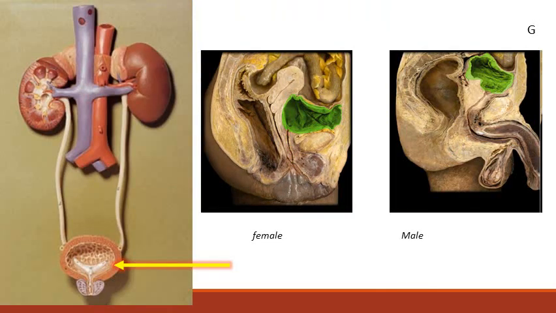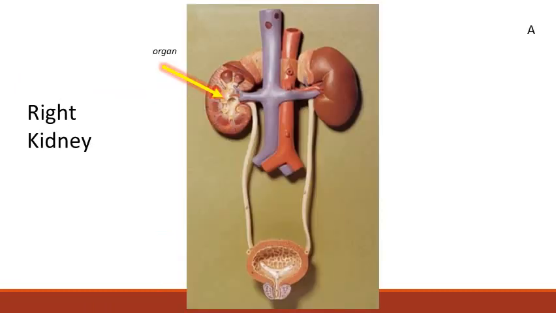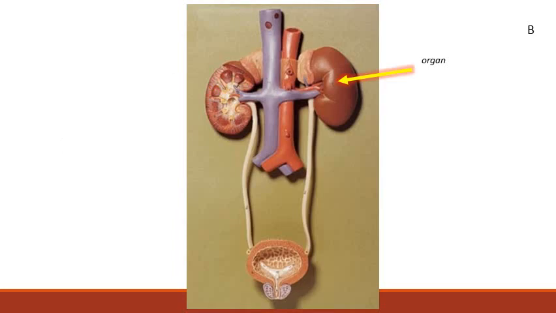Alright, so here first we have the urinary bladder. You can see it on the model right here on the left. The female urinary bladder, which looks a little bit lower than the male urinary bladder. Some of that is just the way that the picture is oriented here, okay? Here you have the right kidney and the left kidney.